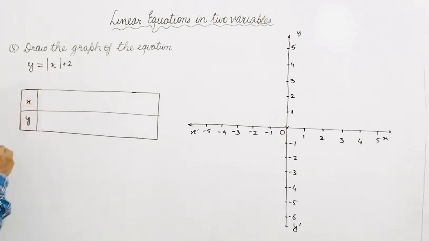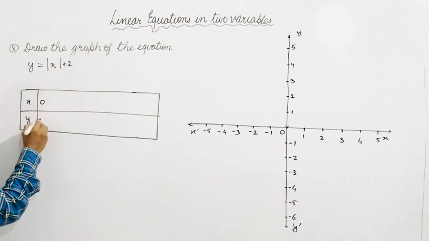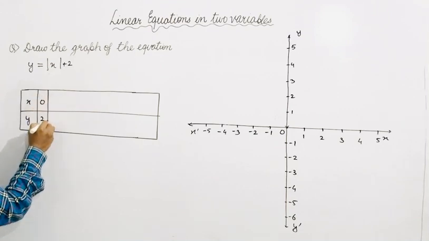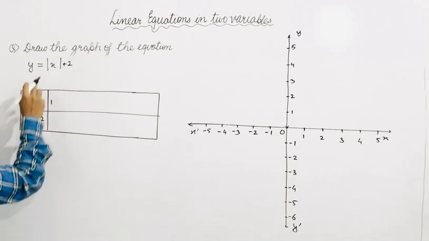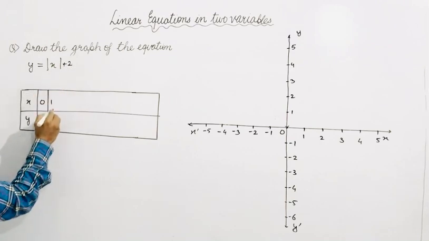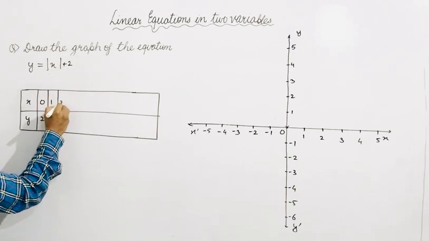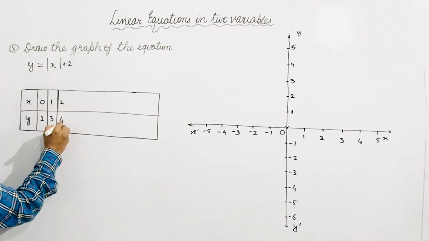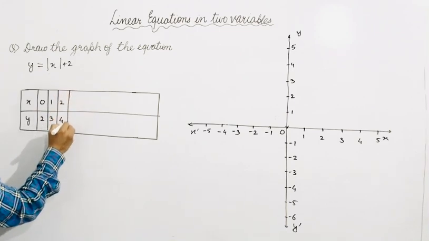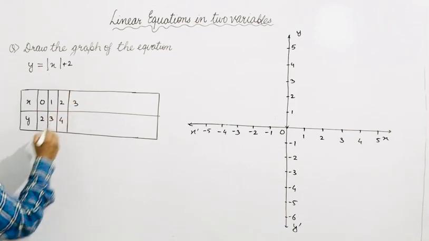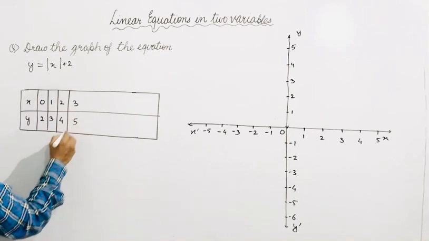X, y. When you take x equals 0, y equals 2. x equals 1, 1 plus 2, 3. x equals 2, y equals 4. x equals 3, y equals 5.